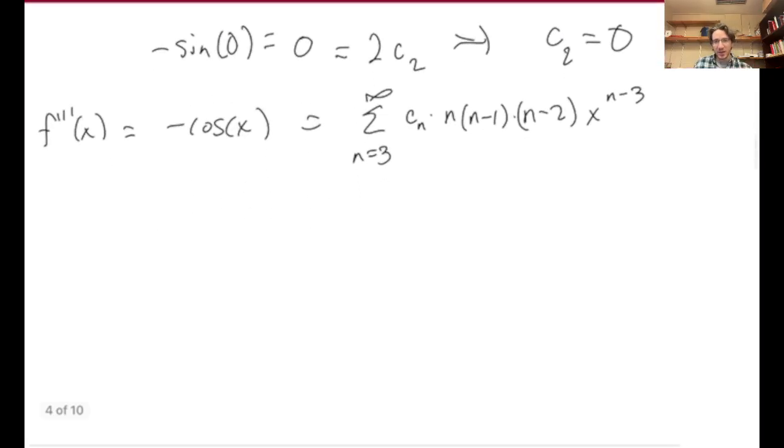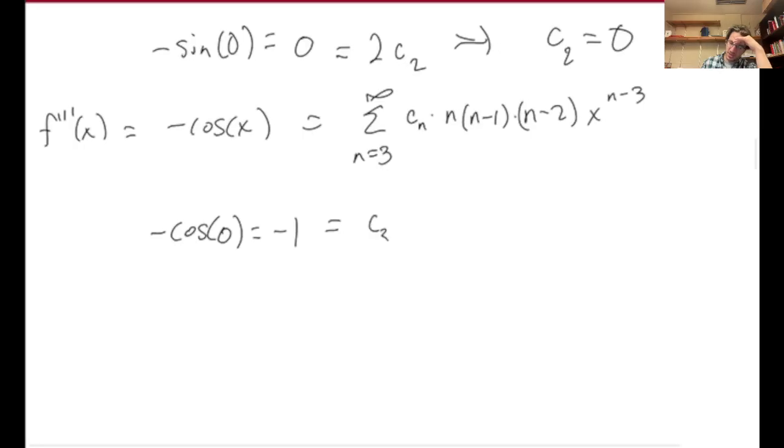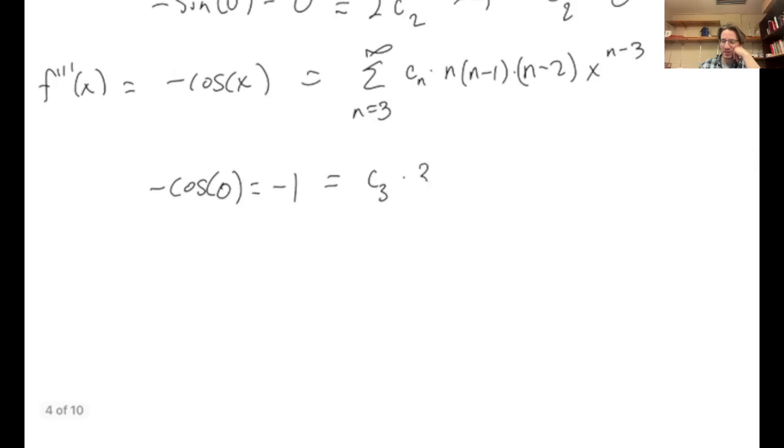Okay, and when I plug in the center, I end up with, on the left, negative cosine of 0, which gives me negative 1. And on the right, everything except for the very first term, in this case, the n equals 3 term, goes away by the same reasoning as above, right? So I'll get c3 times 3 times 2 times 1. Oh, well, another way to write that is 3 factorial. So let me write that. Okay, and so this tells me c3 is negative 1 over 3 factorial.